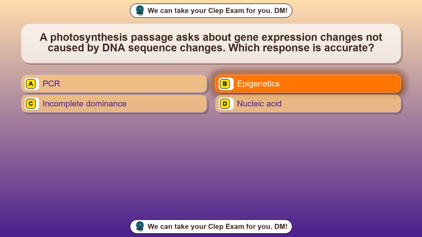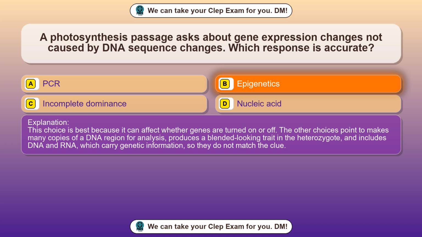Epigenetics. This choice is best because it can affect whether genes are turned on or off. The other choices point to makes many copies of a DNA region for analysis, produces a blended-looking trait in the heterozygote, and includes DNA and RNA, which carry genetic information, so they do not match the clue.